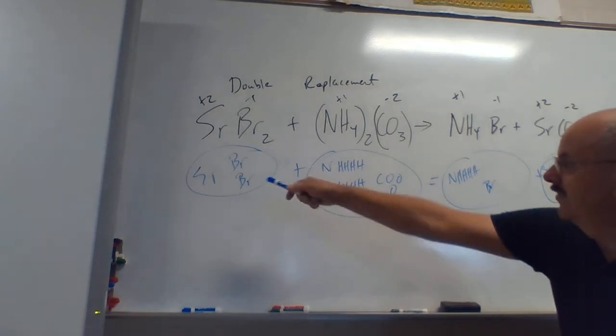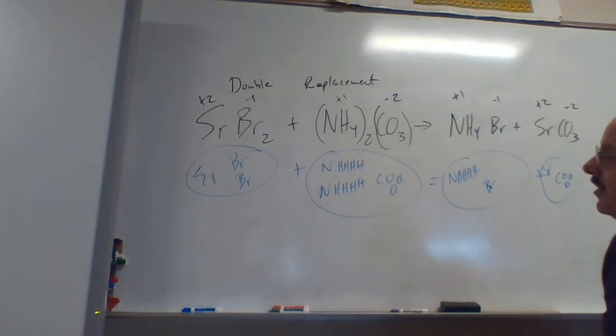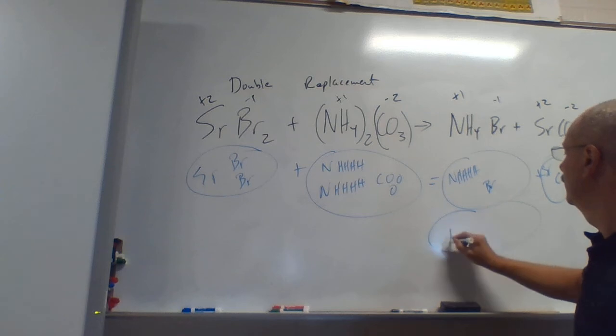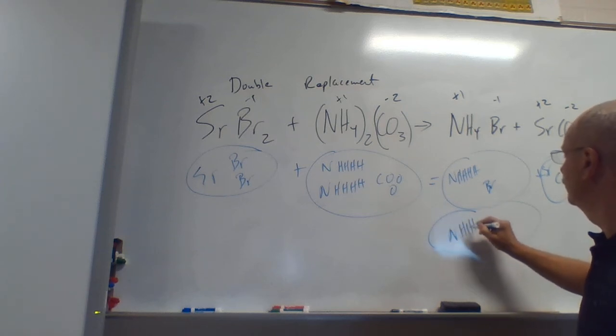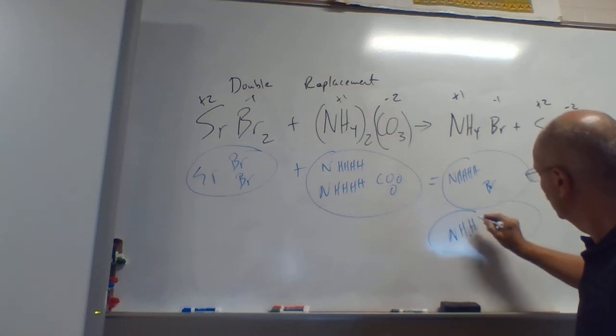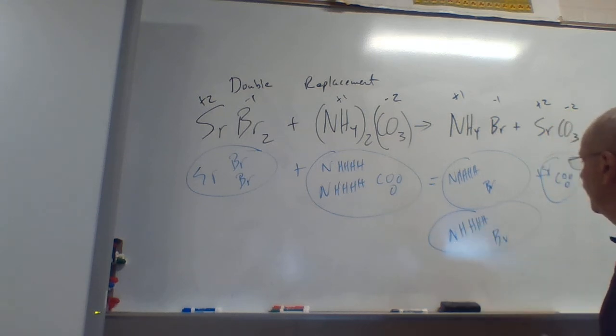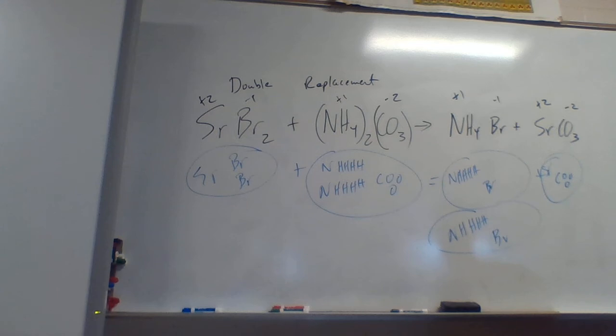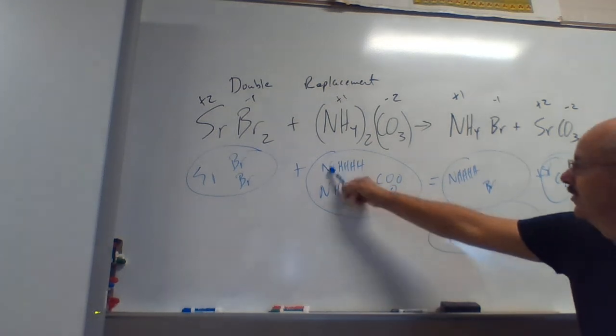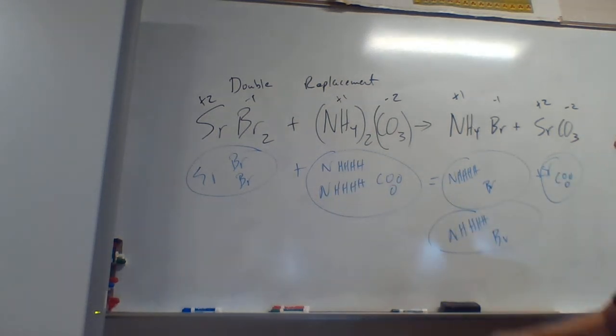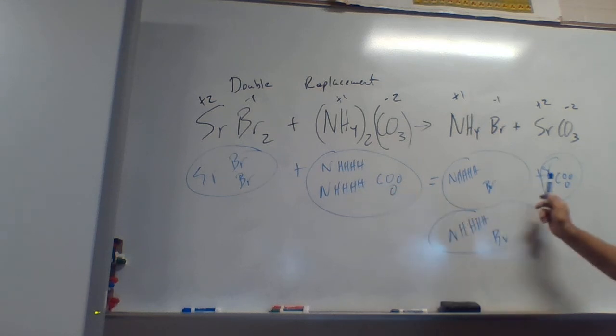All right, so I got 1 Sr, 1 Sr. Brs, I got 1, 2. Over here I only got 1. Oh, I need another one of this guy. N and 4 H's. And a Br. Okay. All right, that gets me my 2 Brs. Now N's, 1, 2, 1, 2. Skip the H's. C's, I got 1 C, 1 C. All right, now we'll go back and do the H's.